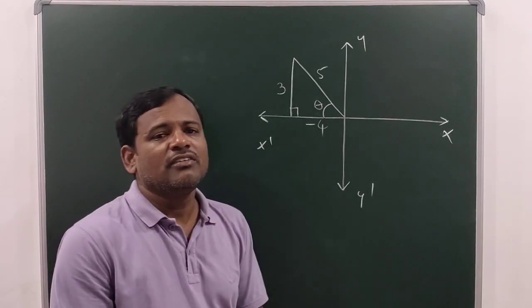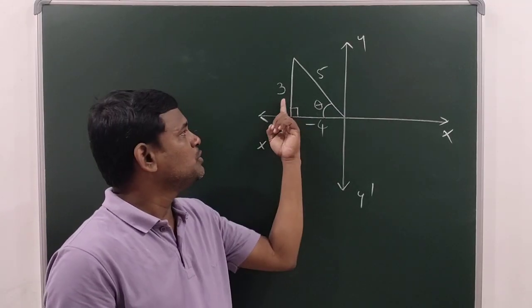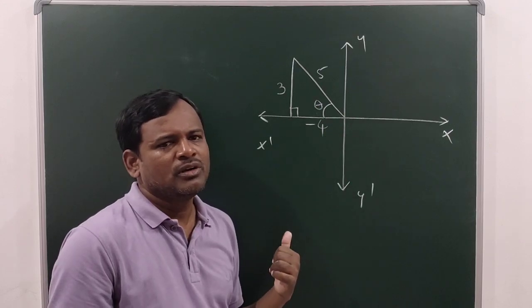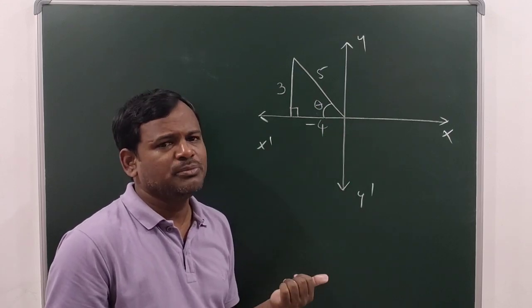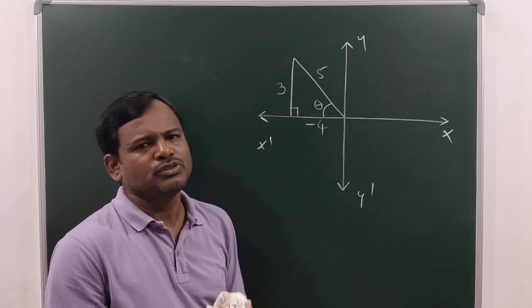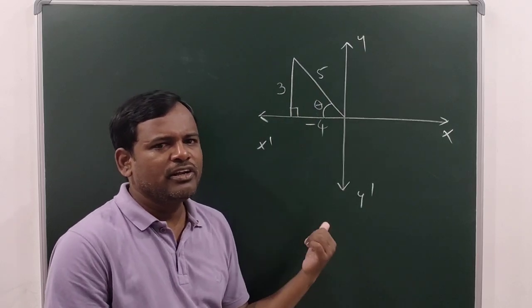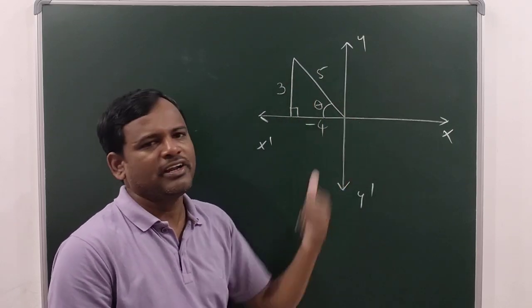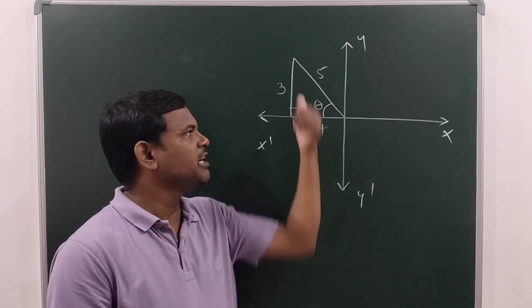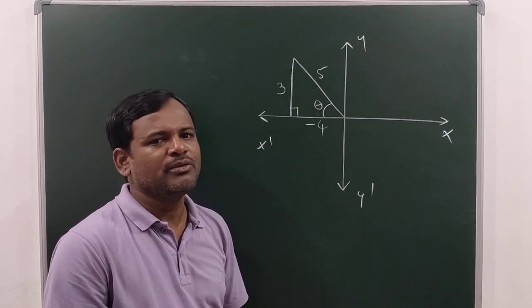Right. Now define all of them. Sine is opposite by hypotenuse, so positive. And whose reciprocal? Hypotenuse by opposite, positive. And if you define cos, -4 by 5, negative. And whose reciprocal, secant? 5 by -4, negative.